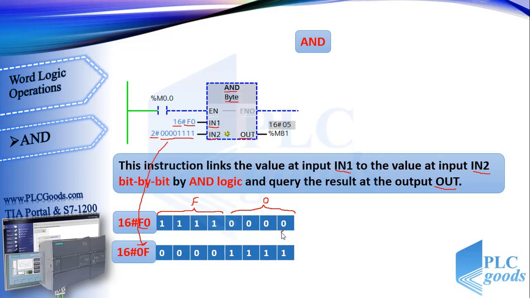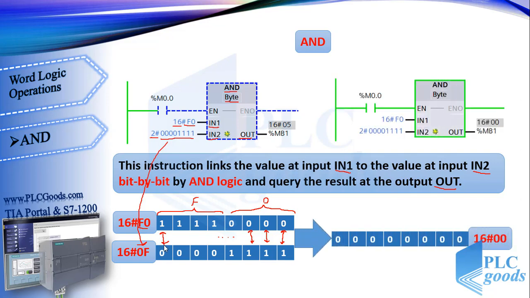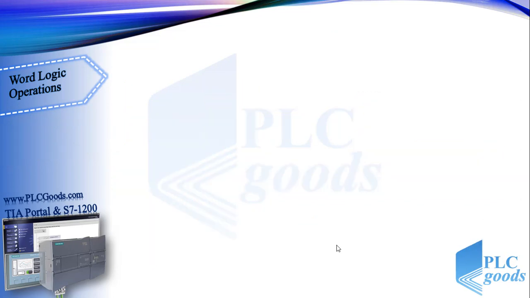Alright, this instruction does AND logic bit by bit. If we see bit by bit, none of the two inputs are true at the same time, and we know the result of AND logic of 0 and 1 is 0. So, when this instruction is activated, the result is 0 for all bits.